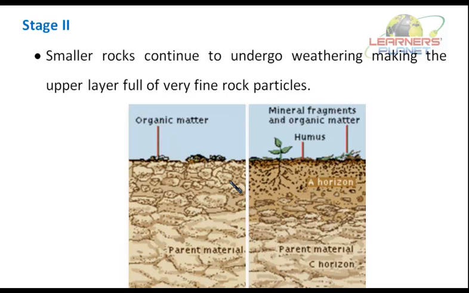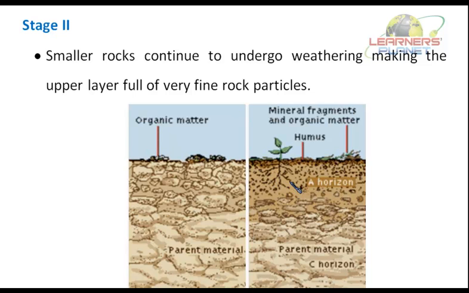And bacteria and other microorganisms break down plant or animal remains to form humus. And that is why in stage 2, humus forms. And other mineral fragments and organic matter also form. Now students, you will be very amazed to know that earthworms' burrows act as tunnels which allow water to move quickly and provide pathways for roots to grow. That is why roots grow here, because of earthworms.